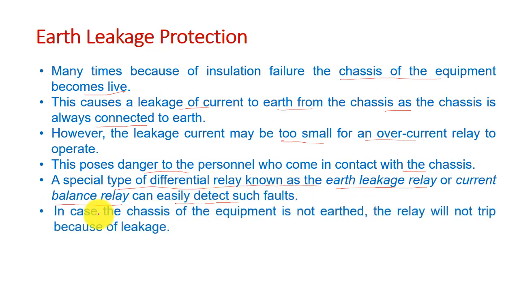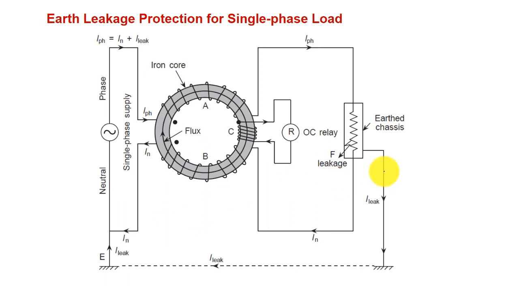So what is the structure of this relay? In case the chassis of the equipment is not earthed, the relay will not trip because of the leakage. So it should be earthed. If it is earthed, then the relay will detect the leakage current and it will trip. So this earth leakage protection, let us see for a single phase load, single phase connection.